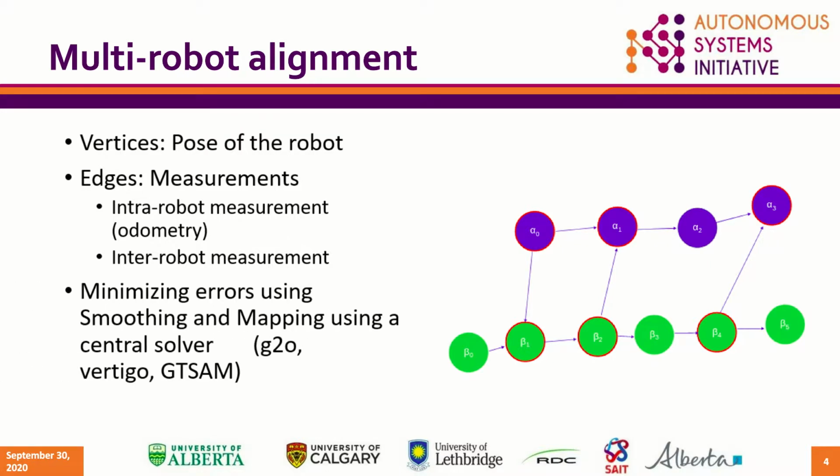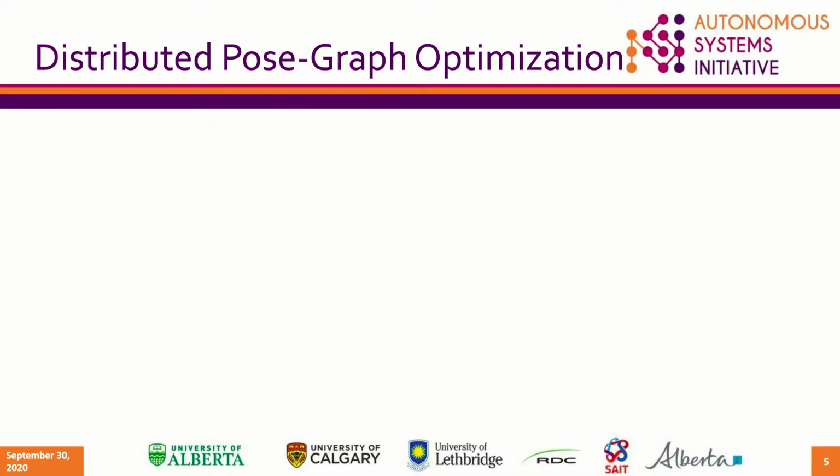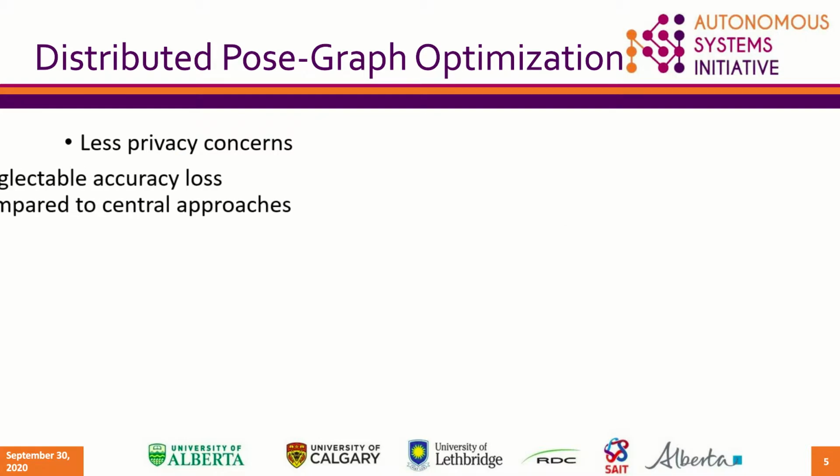And our goal is to minimize the error of the whole graph using some smoothing and mapping approaches. Usually this is done in a central manner, but for collective perception in collective driving, we have some privacy and implementation issues. So we are interested in distributed pose graph optimization.